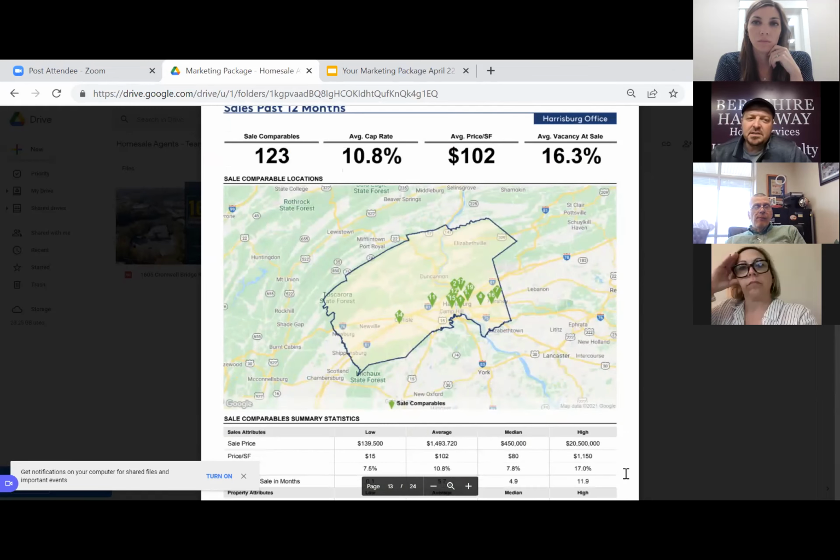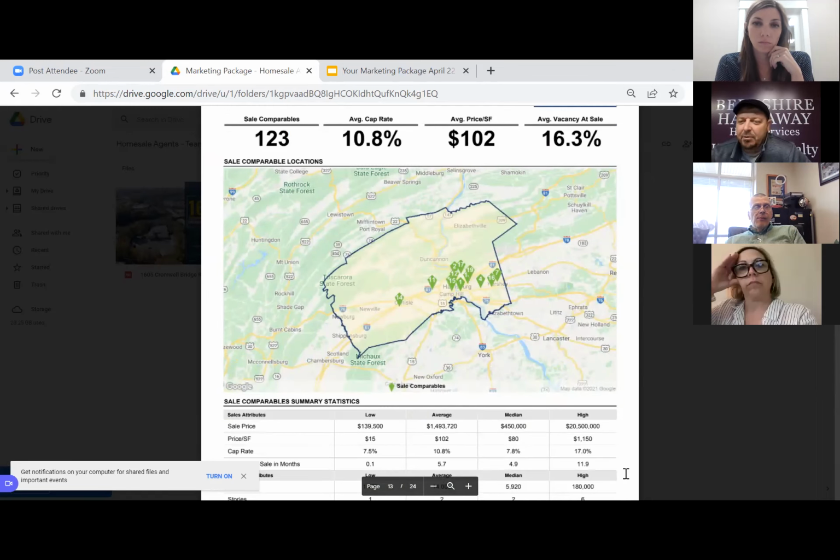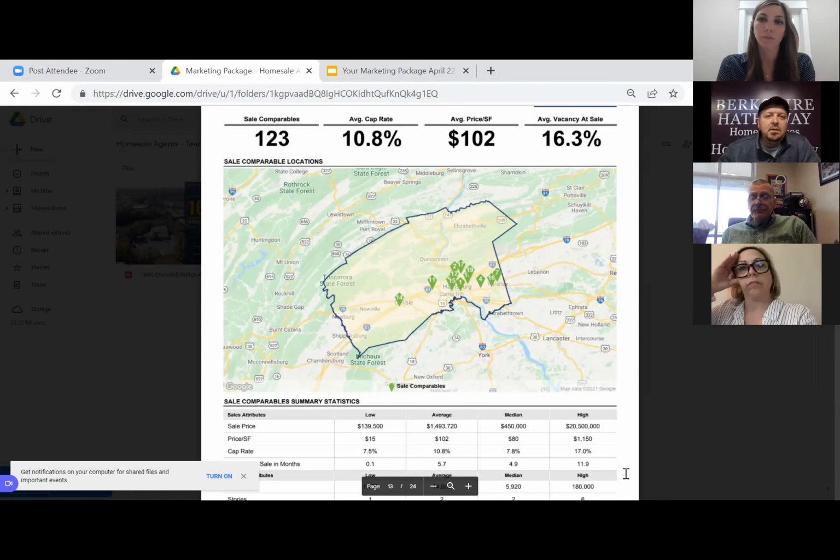Sales the past 12 months, 123 comps, average cap rate. I think we've talked about this before, cap rates and averages and investments, 10% in Harrisburg, average price per square foot, 102, and average vacancy at sales, 16%. This is where you would derive your investment values from, that whole data line right there. The cap rate, the average price per square foot, and the vacancy rate. If you know that information, you can potentially arrive at a full investment analysis.